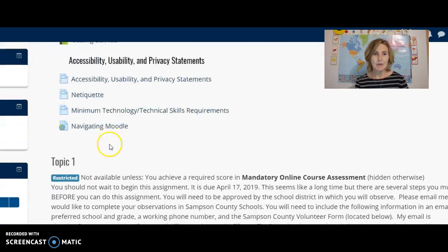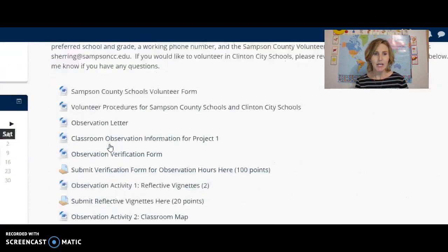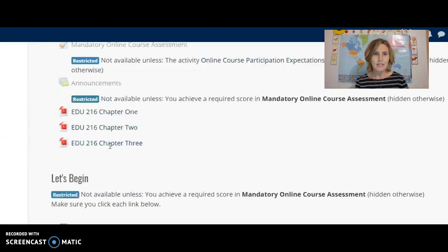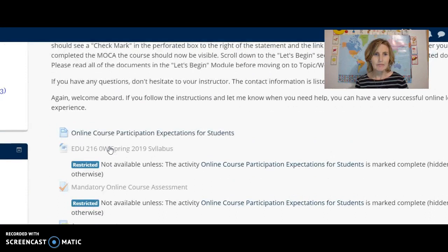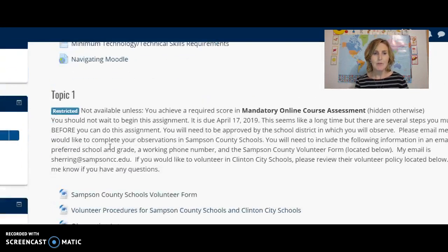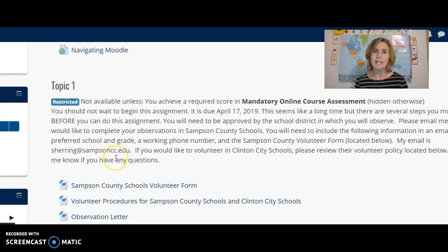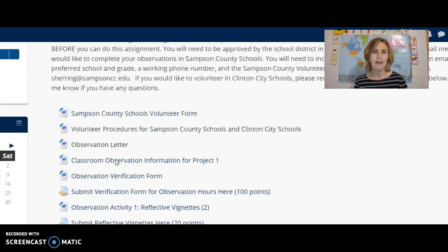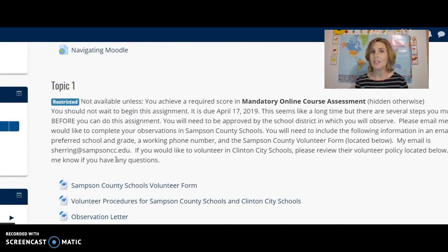Let's go on down here. Okay, if we move on down to topic 1, in this topic, that's where you've read through about the school observation assignment that you have. We actually call it the observation project. So if you see it project, assignment, it's the same thing.